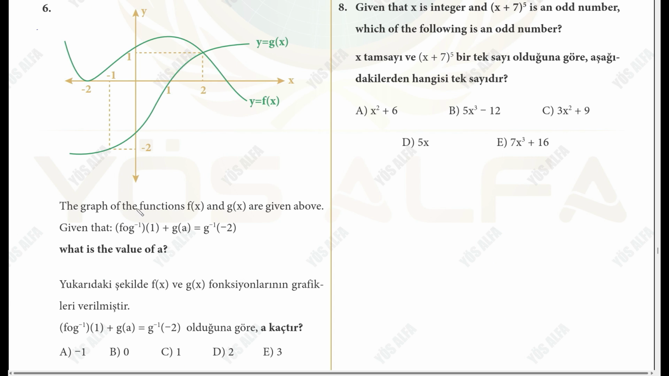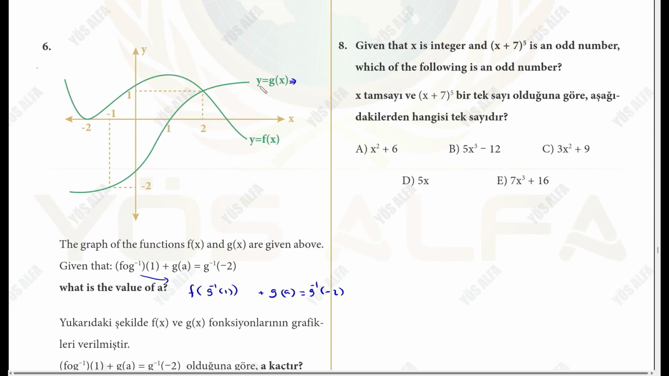Number 6. The graphs of the functions f of x and g of x are given above. Given this equation, what is the value of a? So I'm going to rewrite this equation this way. f circle g inverse of 1 is the same as f of g inverse of 1 plus g of a is equal to g inverse of minus 2. So from here, if y is equal to g of x, we can write g inverse of y is equal to x. So we're looking for g inverse of 1 and g inverse of minus 2.